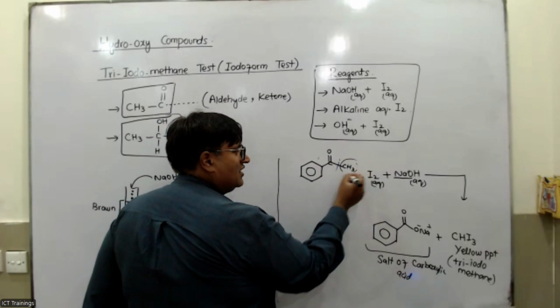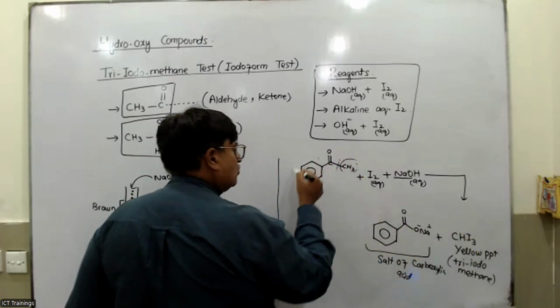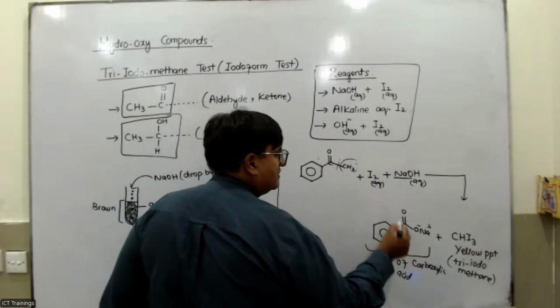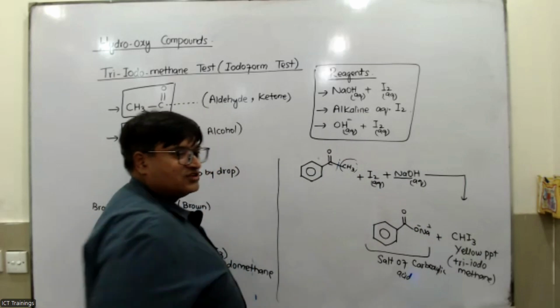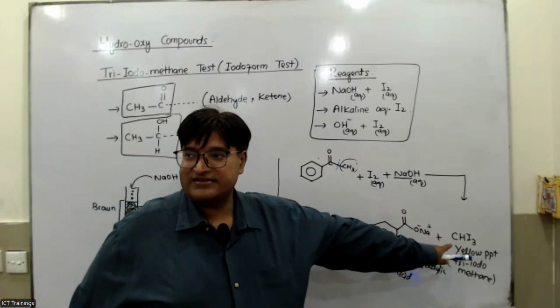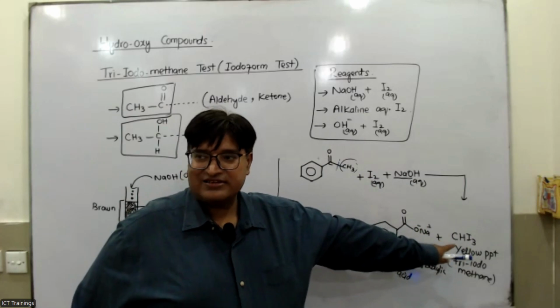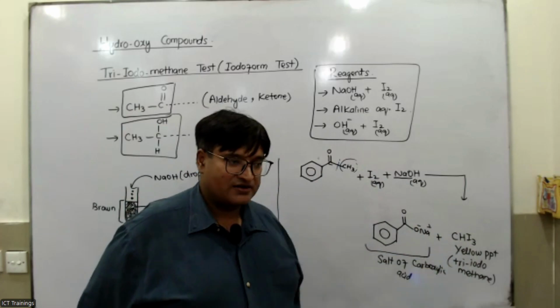This CH3 would join with iodine to form CHI3, and this whole thing would have joined with the ONa. Okay. So this would be the salt of carboxylic acid, and the second thing formed is the triiodomethane, that is a yellow precipitate, yellow color precipitate solid particles.